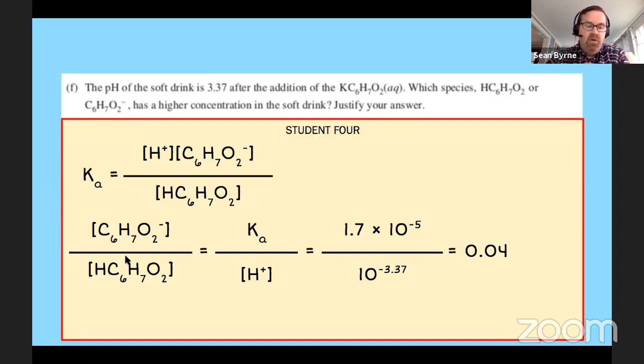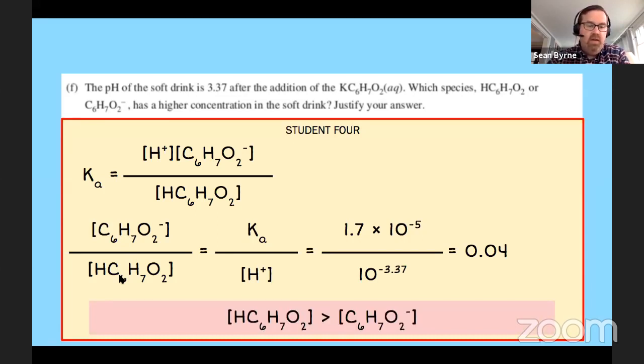And because an answer of 1 would tell us that this ratio is a 1-to-1 ratio, and as this number gets lower than 1, closer to 0, we know that the concentration of the conjugate base goes down, the concentration of the acid goes up. And so our conclusion here is that our concentration of the acid is much more than our concentration of the conjugate base.